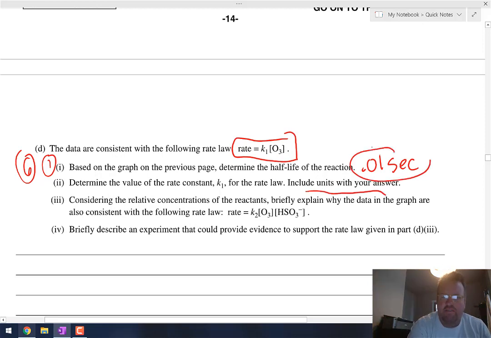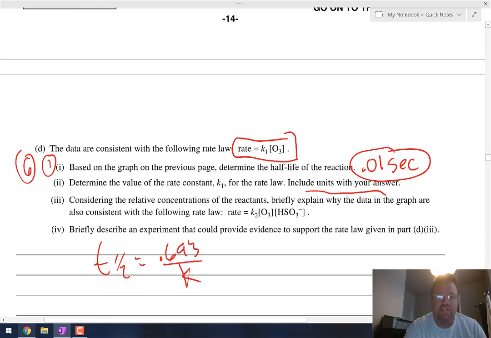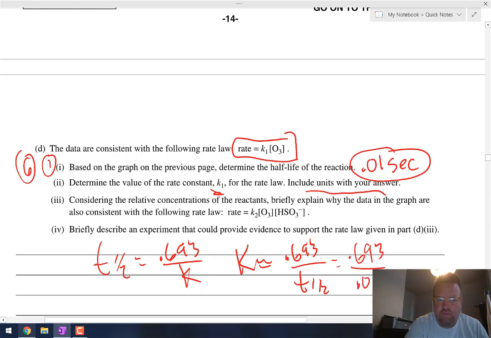So if we know the half-life is 0.01 seconds, and we know that it is a first order reaction, we know that half-life is equal to 0.693 over K. So if they're asking us for K, then we're just going to take K equals 0.693 over the half-life. And the half-life again is 0.01 seconds, so 0.693 over 0.01 seconds equals 69.3, and that is seconds to the minus 1.